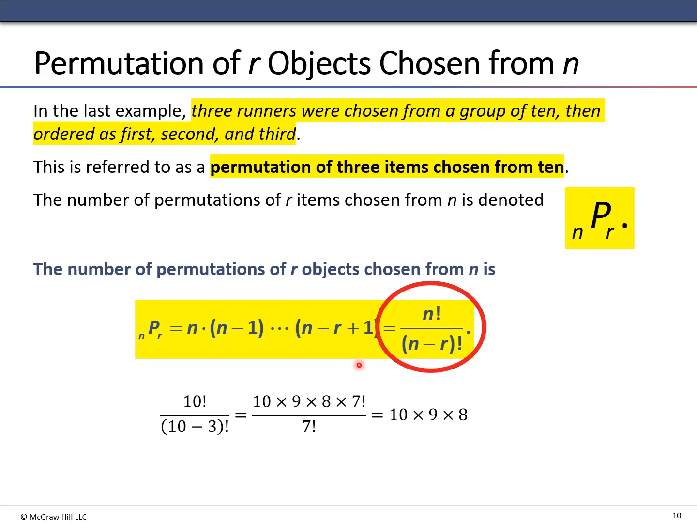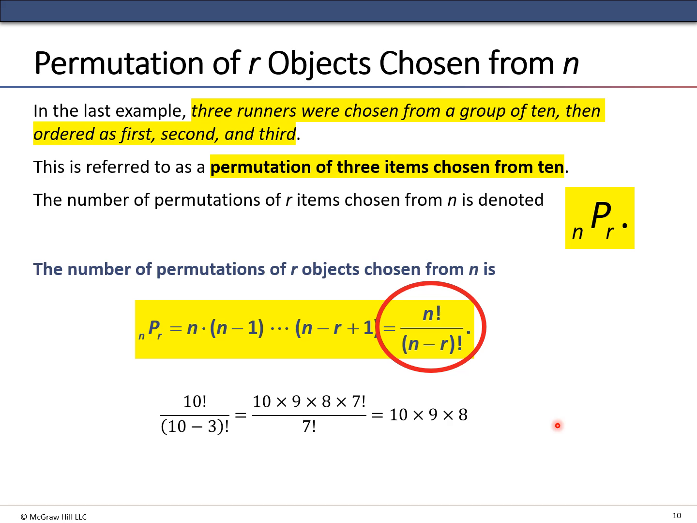So again, you can see here why this makes it a little bit easier to calculate. 10 factorial over 10 minus 3 factorial gives us 7 factorial. But we can break 10 factorial down into 10 times 9 times 8 times 7 factorial, and the 7 factorials simply cancel, giving us 10 times 9 times 8.